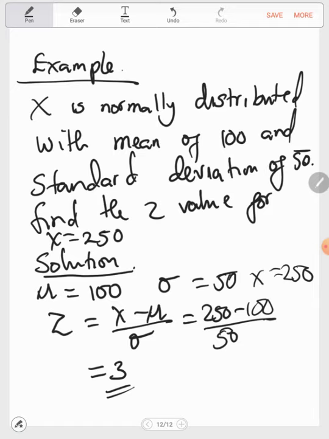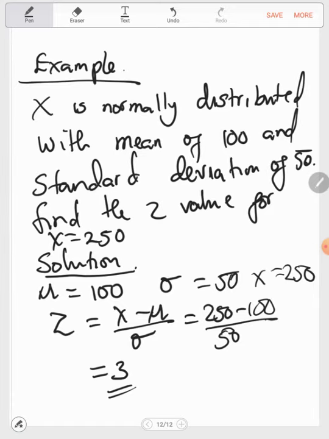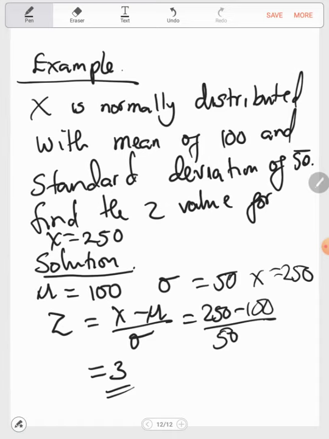Maybe let's just have another example. I said that to find the probability, we needed to integrate or to find the area. Actually, that integration has already been done for us, and it has been presented on a standard normal table.